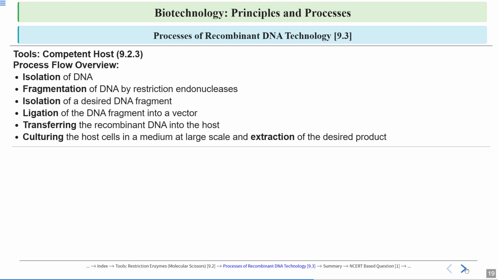Okay. So this is the process flow overview: how we first isolate our desired DNA, then how we will fragment that DNA by restriction endonucleases, then how we will isolate this desired DNA, then how we will use DNA ligase and ligate this DNA fragment into the vector, then how we will transfer our recombinant DNA into the host, and last how we will culture this host in medium at large scale, and ultimately get the product which we wanted, our desired product.